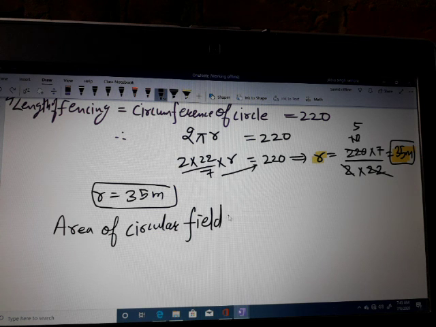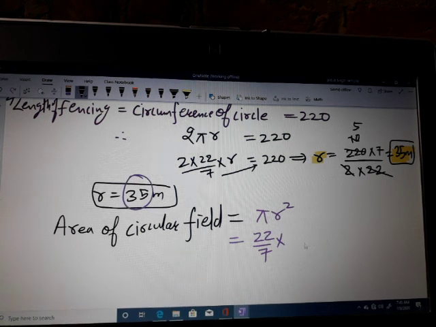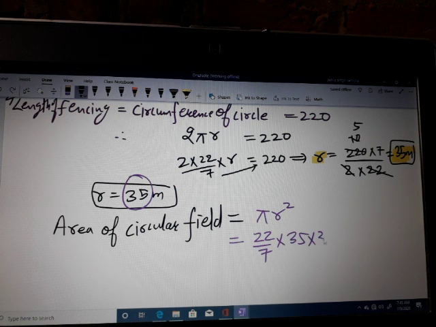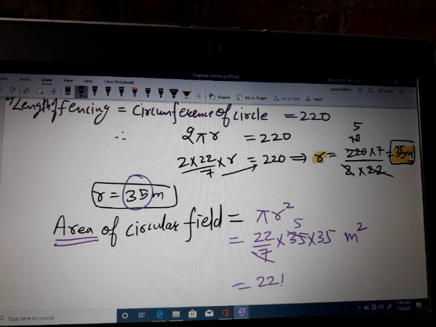The area of a circle is given by the formula pi r square, where pi equals 22/7 and r square is 35 into 35. After solving this, the unit of area is always meter square. The meter square cancels by 5 times, so it equals 22 into 5 into 35 meter square. That is the area of the circle.